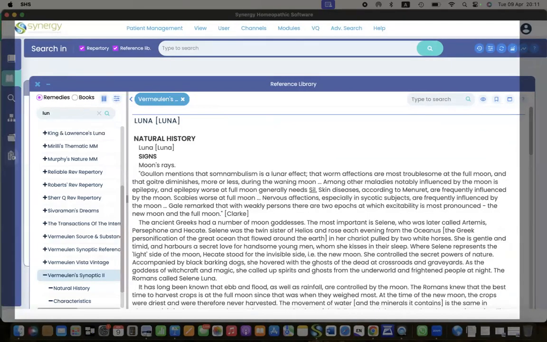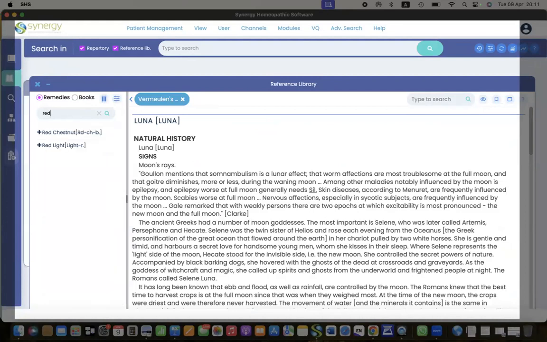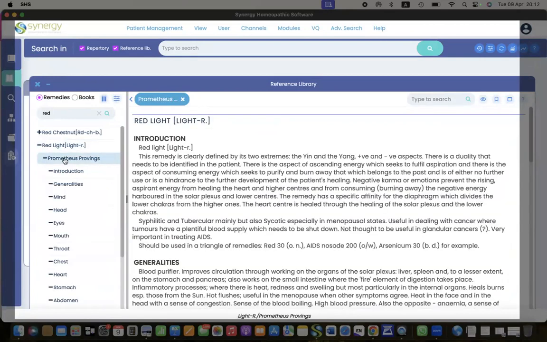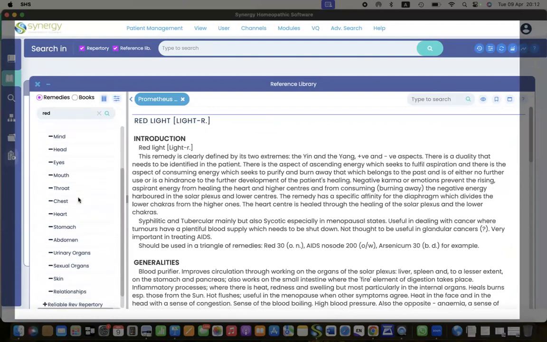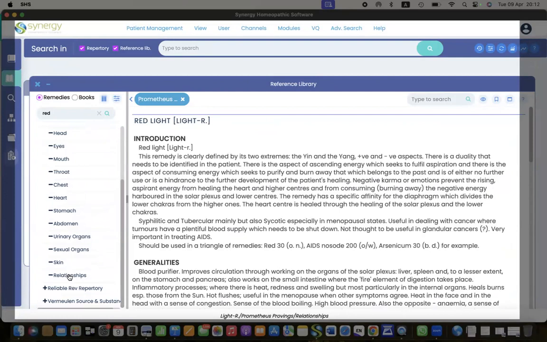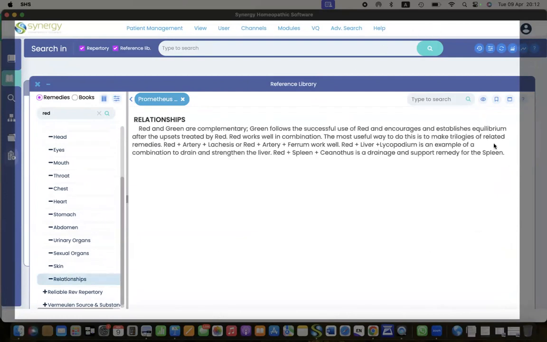Yeah. So on red, there is quite a bit over here. The Prometheus proving, red light, and so it's quite an extensive proving. Let's see, it's got relationships of remedies as well there. Okay, so got ideas of red plus artery plus lachesis.